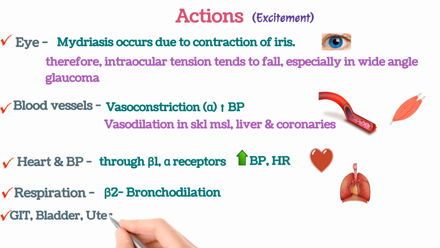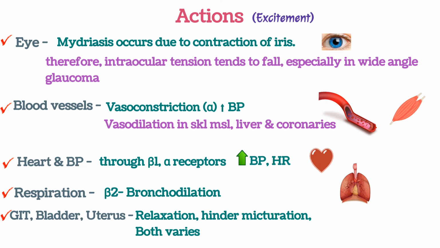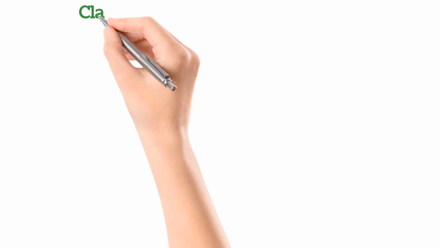And the last one, it will also have some effect in smooth muscle like GIT, urinary bladder and uterus. In GIT, it will cause relaxation. It reduces peristaltic movement. In bladder, it will hinder the micturition, and in uterus, it will have both effects, like relaxation and contraction, depending on the situation of the uterus, like pregnant, non-pregnant, like that.